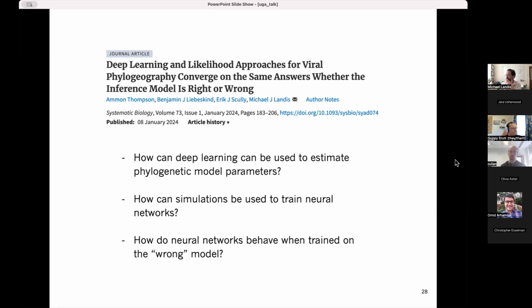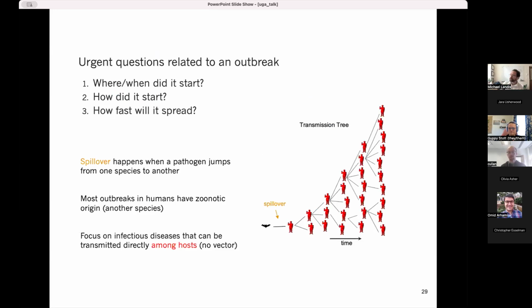Okay? Now, the three main questions we sought to ask were, how can deep learning methods be used to estimate phylogenetic model parameters? How can simulations be used to train neural networks? And how will neural networks behave when they're trained on the wrong model, when we introduce model misspecification? Because that's going to emulate what we actually face when we're doing empirical data analysis, right? We don't know the true model that generates epidemics, right? We only have our simple mathematical models.